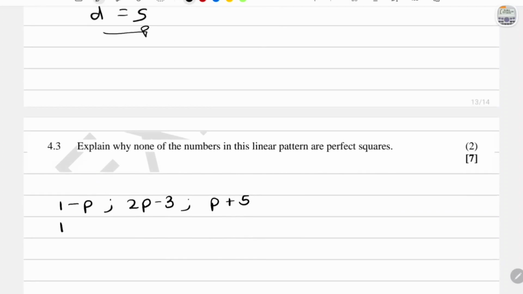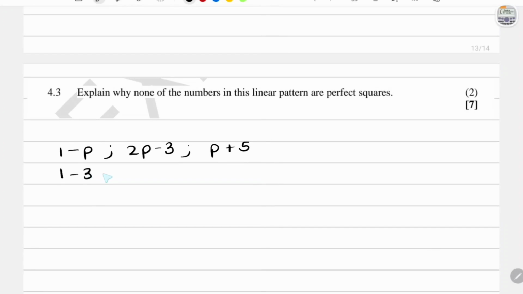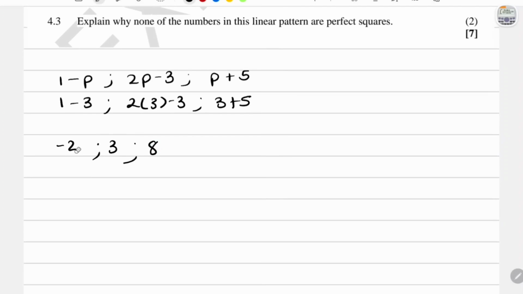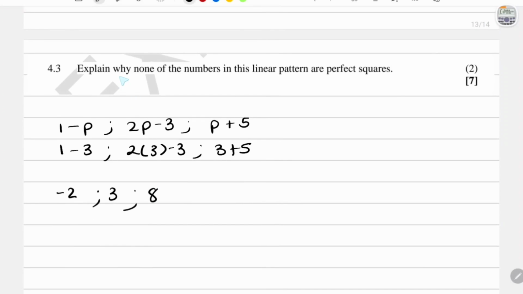Let's just go ahead and do that. So 1, and then we know p is 3. So 1 minus 3, 2 times 3 minus 3, and 3 plus 5. So 1 minus 3 gives us negative 2. And then 2 times 3 is 6 minus 3, which is 3. And then 3 plus 5 is 8. So this is the pattern. And they want us to explain why none of the numbers in this linear pattern are perfect squares.